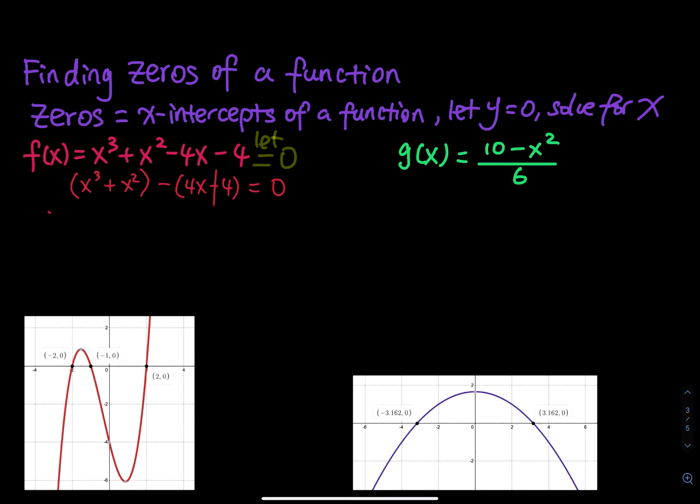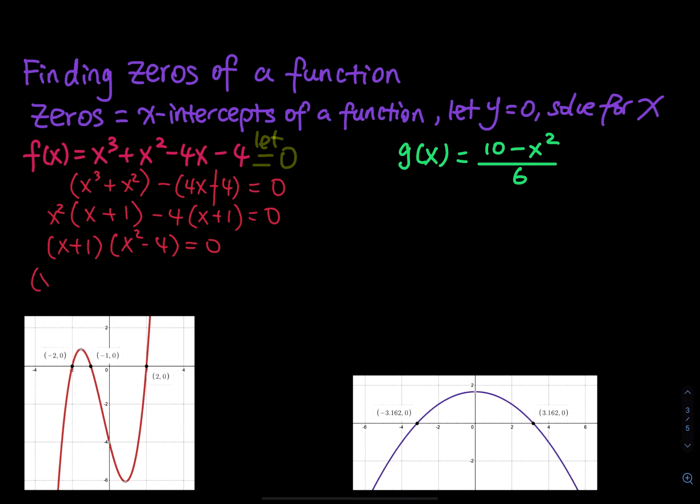So you factor x squared out, and then this is x plus 1 minus 4, and then I have another x plus 1. And then you factor out the x plus 1. You have x squared minus 4 equals 0, and then you have x plus 1, x minus 2, and x plus 2 equals 0. So that's how you get x equals -1, x equals 2, and x equals -2. So you have three zeros.